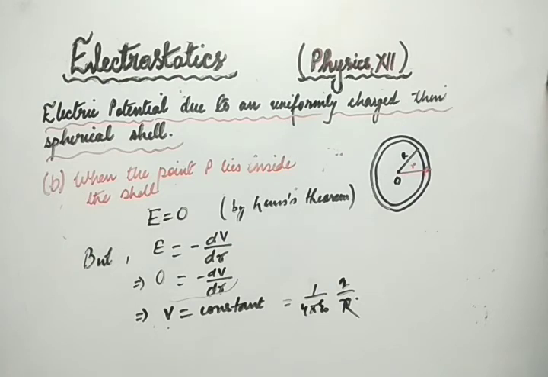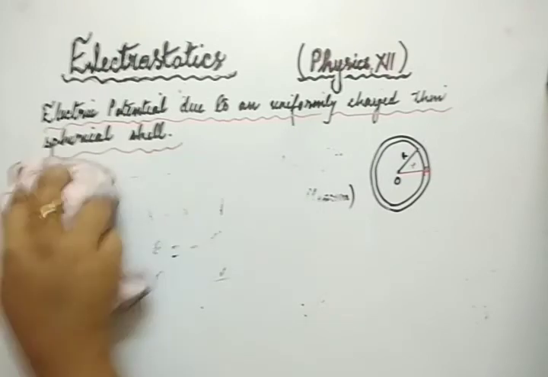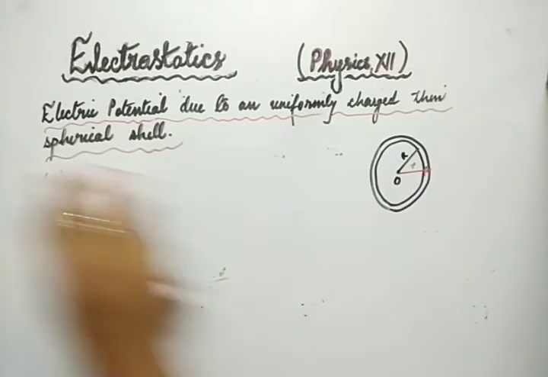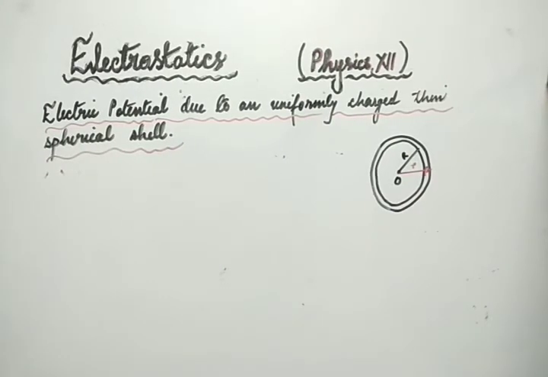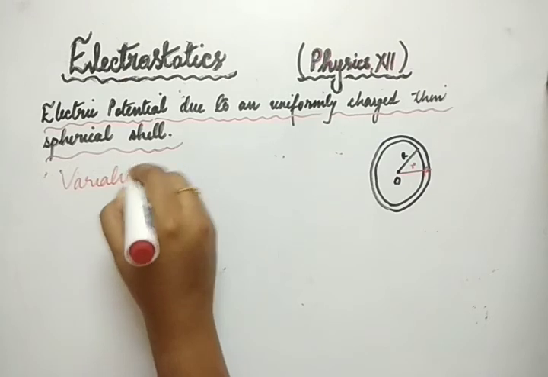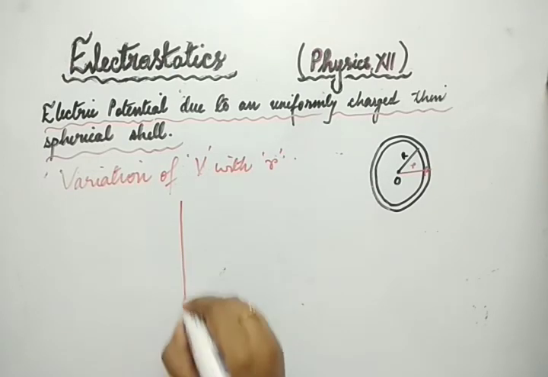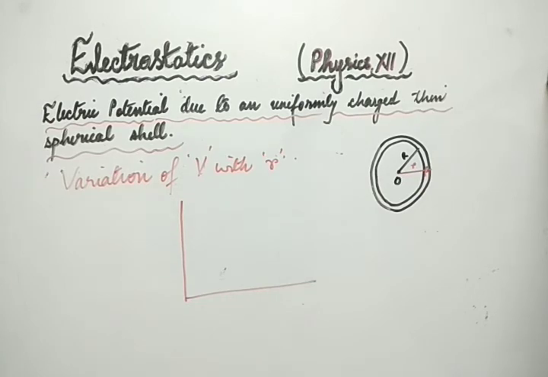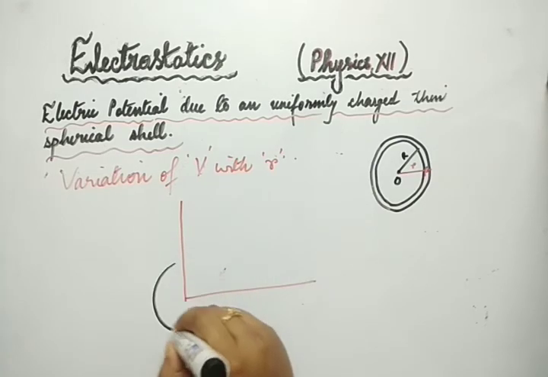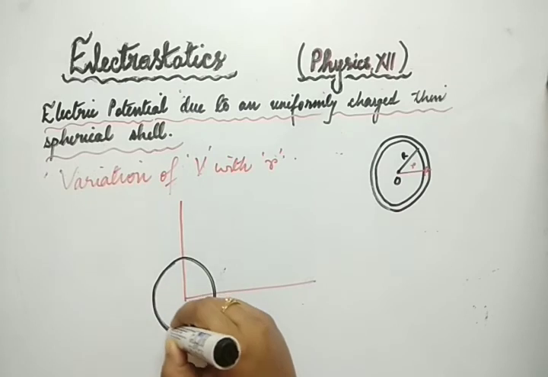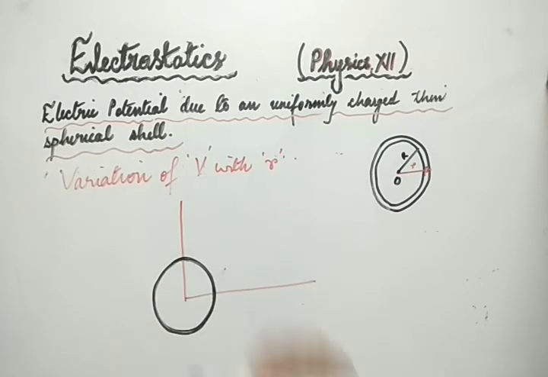So now let us show the graphical representation of V with R. So this was our case number C. In case you haven't written C, please write it as case number C. So now if you want to draw the variation of V with R, let us draw a 2D coordinate system, and this is your uniformly charged thin spherical shell. V is on this side and R is on this side.